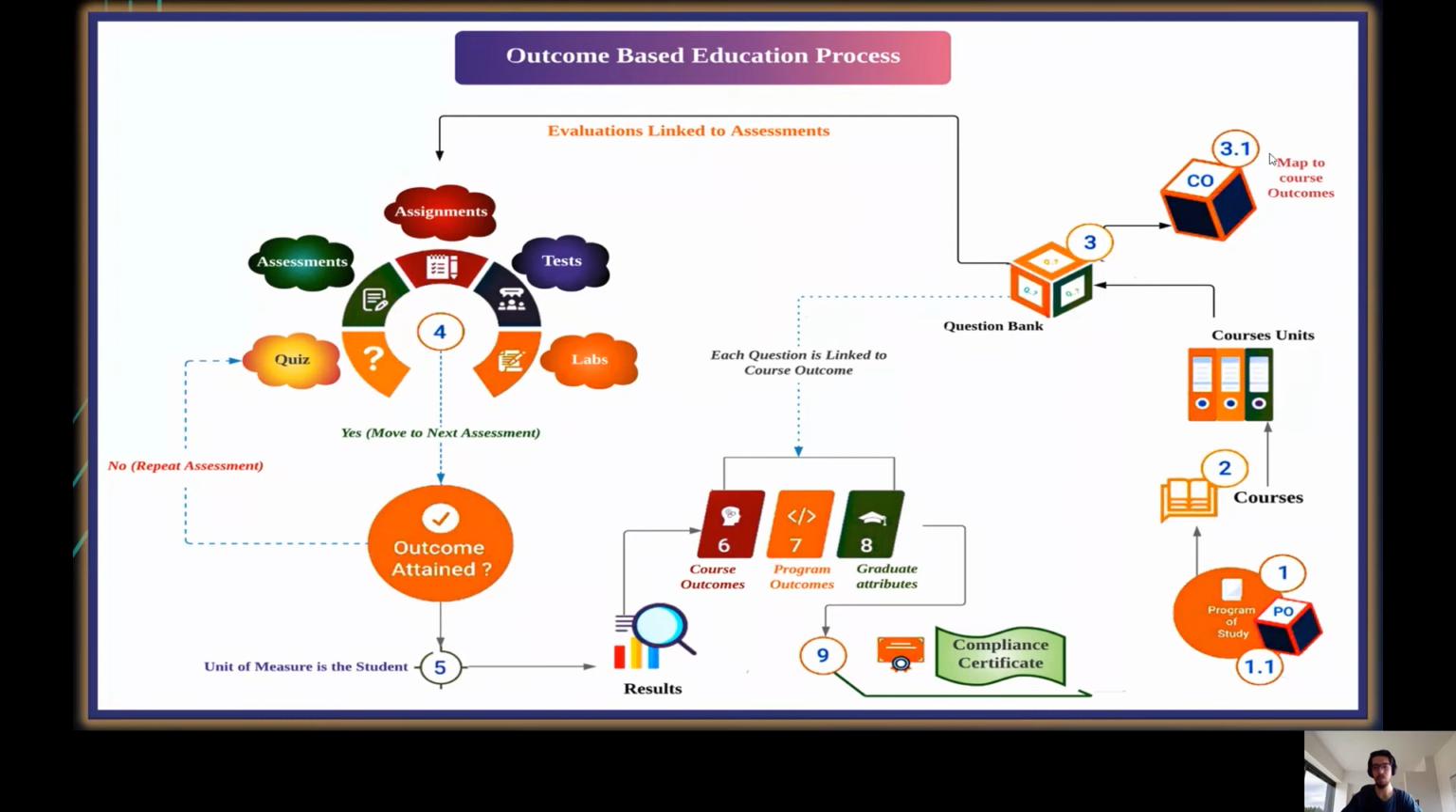After this, we need to map these course outcomes to the PEO. After we have a question, every question is linked to a course outcome. After we have the course units individually, we need to evaluate them by linking them to the assessment.